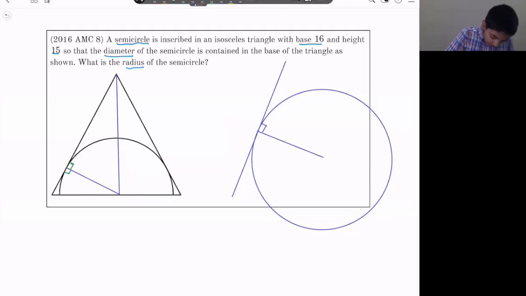And let's just call this radius R. Immediately, before we even get started, the area of the triangle is just going to be 16 times 15 divided by 2, which gives us 120. And just like the trick I was saying earlier in a previous problem, calculate the area in two ways. So a hint to this problem is you calculate the area of this left triangle that I drew.